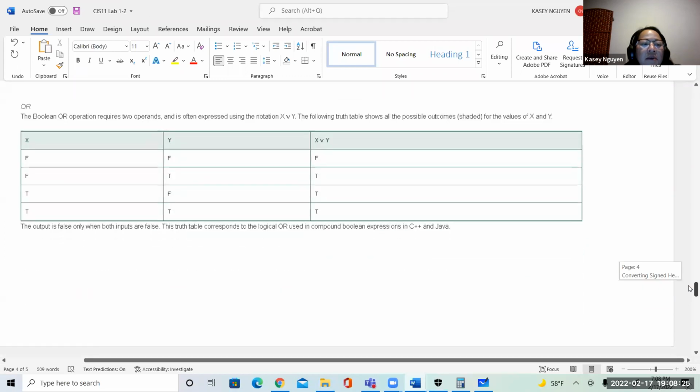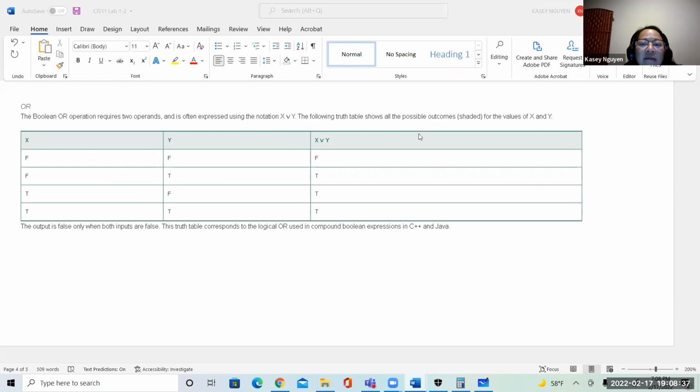Okay, let's talk about OR. So here's the truth table for OR. And in the case of OR, anytime one of the inputs is 1.